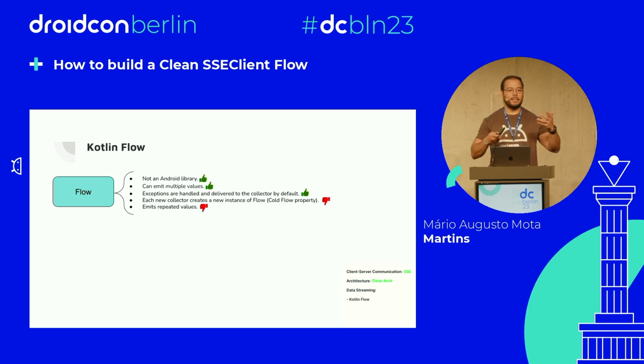Also, it emits repeated values. If the server sends something and then sends the same thing, we will be handling this information throughout all the layers and processing this data and trying to update the interface, so that's not the best option.